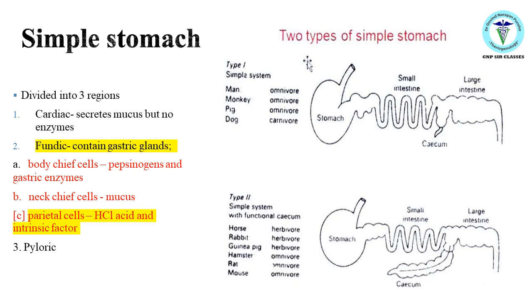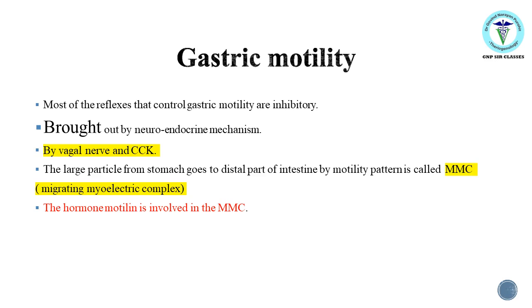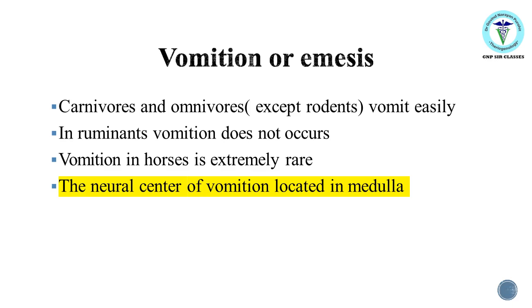Each region has specific functions, such as the fundic region containing gastric glands that secrete essential digestive substances. Gastric motility is primarily controlled by reflexes and neuroendocrine mechanisms. The vagal nerve and CCK play significant roles in this process, ensuring the proper movement of food through the digestive tract. Vomition, or emesis, varies among different animals.